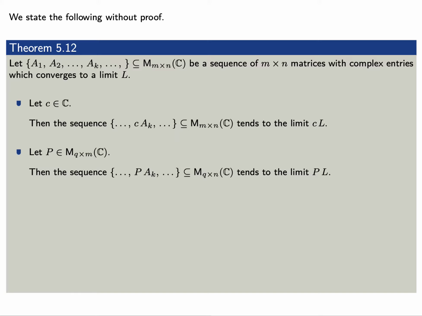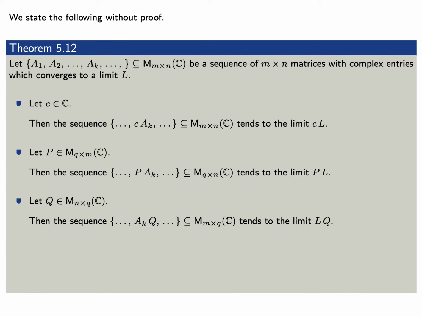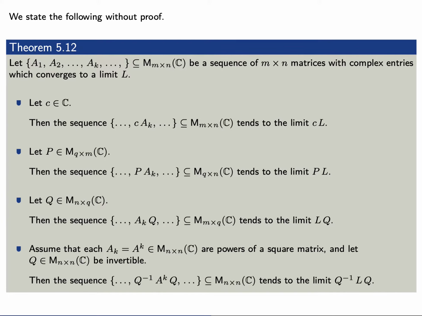Second, we can multiply on the left by a matrix P, and our limit will be P times L. Next, we can multiply on the right by a matrix Q, and our limit will be L times Q. And finally, if each of our a sub k is actually a power of a matrix A to the k, and we can multiply on the left by some invertible matrix Q inverse, and on the right by our matrix Q, then the limit here of Q inverse A raised to the k times Q is just Q inverse times L times Q. The point is that we can have various operations and the limits behave accordingly.